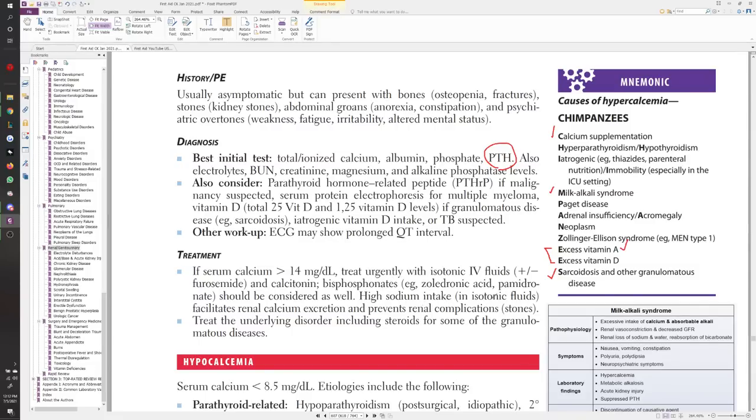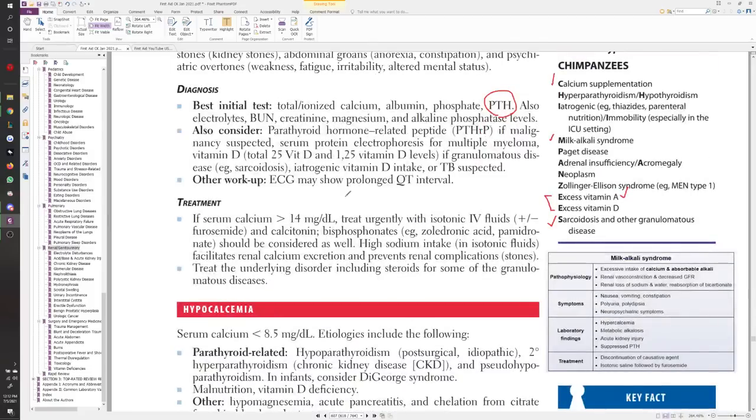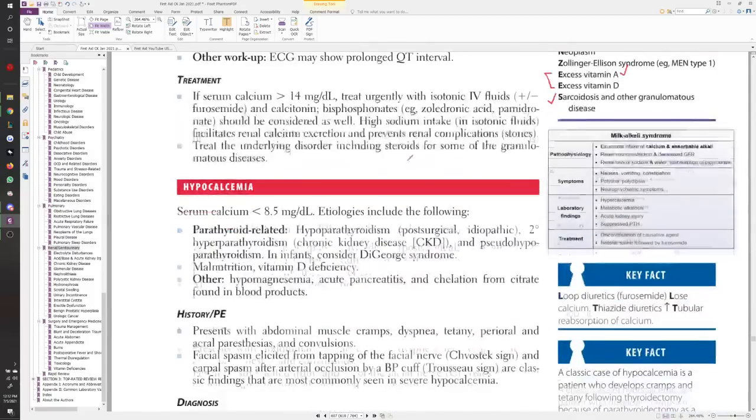A high sodium intake in isotonic fluids facilitates renal calcium excretion and prevents renal complications like stones. In general, they should be drinking a lot of water anyway, because that way they'll prevent formation of calcium stones in their ureter, and treat whatever is the underlying disorder, including steroids for some of the granulomatous diseases. But it's not so bad. This is actually pretty straightforward and easy to work with. Just fix the calcium problem. Right? Sodium is the hardest one.